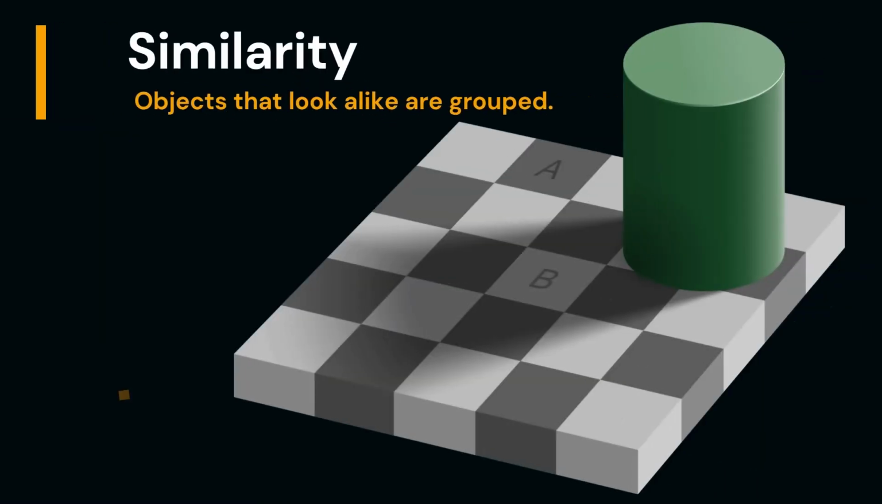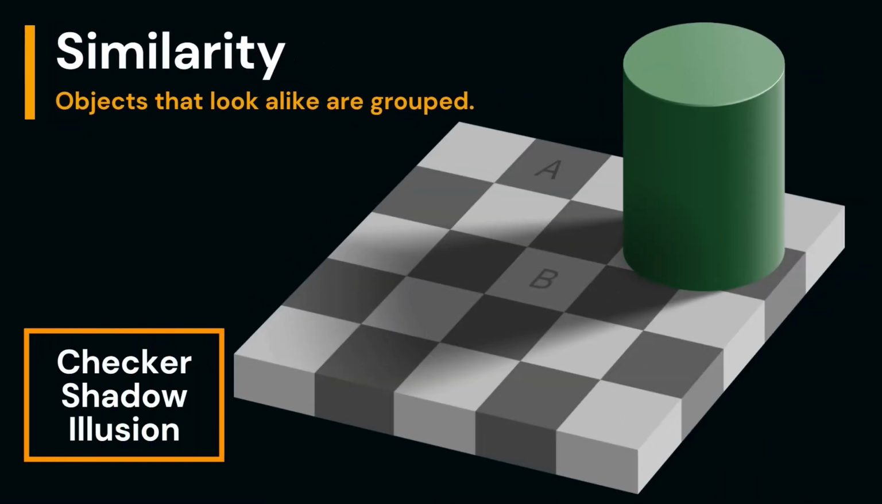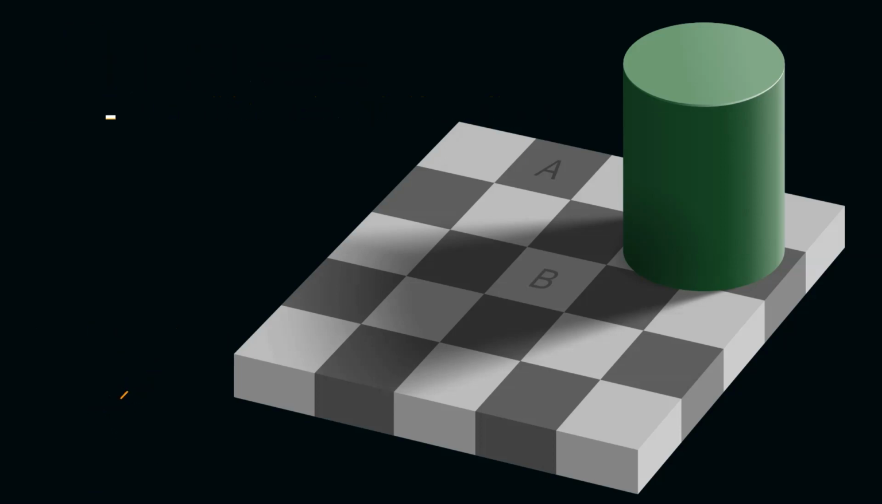This illusion is a classic example of the Gestalt principle of similarity. Here two squares, A and B, are placed on a checkered board. Square B appears to be a different shade of gray than square A, even though they are actually the same color. This illusion occurs because the surrounding black and white checkered pattern tricks our brain into perceiving differences in color and brightness due to the context created by the alternating squares. It demonstrates how our brain naturally groups similar visual elements and can lead to misperceptions based on the surrounding context.